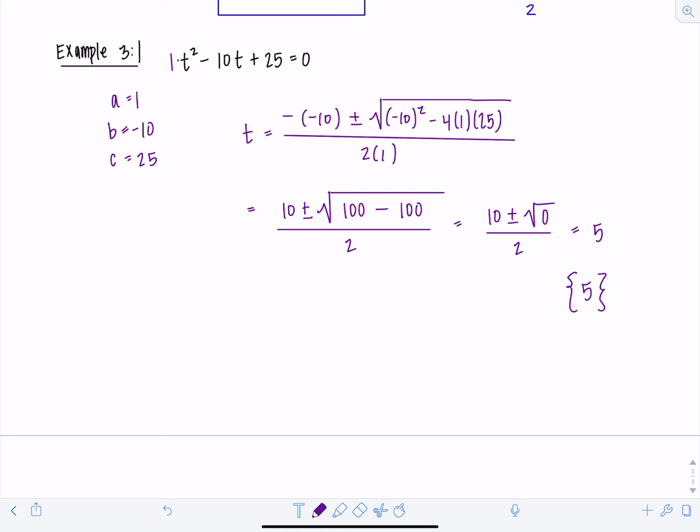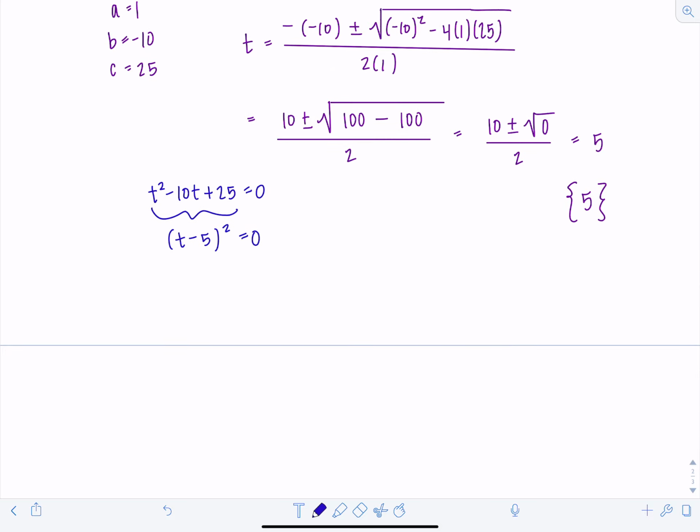Now this may seem strange since most of the time you expect to get 2 distinct solutions when you're solving quadratic equations. But again, if you'll notice, we could have solved this equation by factoring. And let's go ahead and do that. t squared minus 10t plus 25 equals 0. That's a perfect square trinomial. So that's going to factor into the quantity t minus 5 squared equals 0.